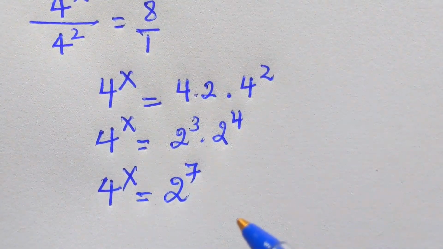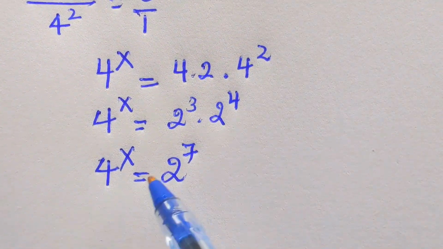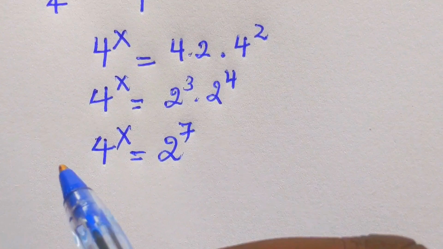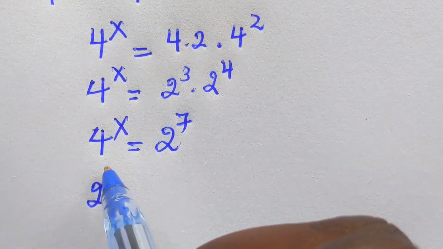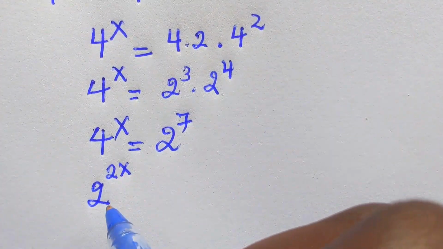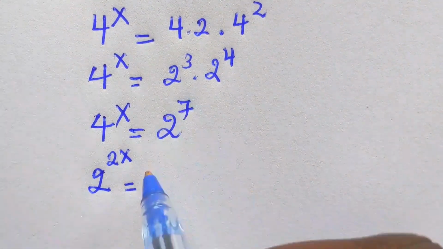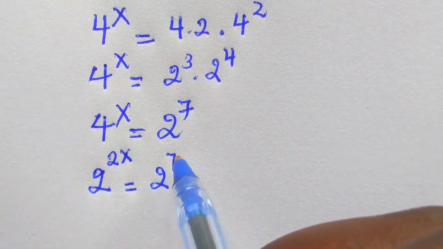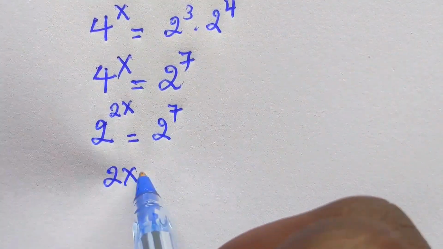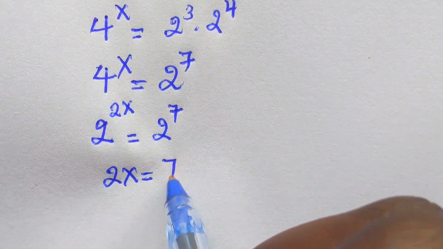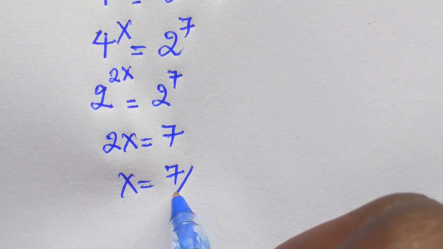7, right? So in order to make the same base, we shall get 2^(2x) equal to 2^7. So here we have 2x, which equals 7. So our x will be 7 divided by 2.